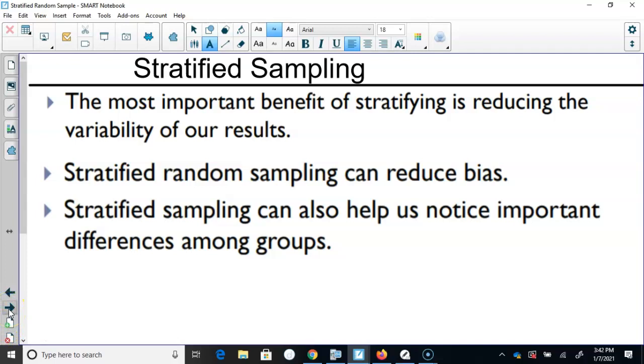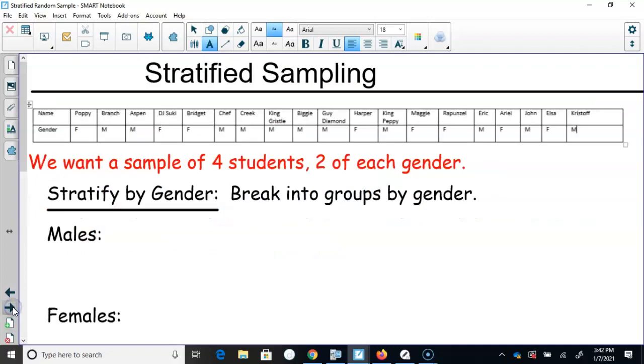Okay, here, why do we stratify though? The most important benefit of stratifying is reducing the variability of our results. A stratified random sample can reduce bias even more than a simple random sample. And they can help us notice important differences among groups.